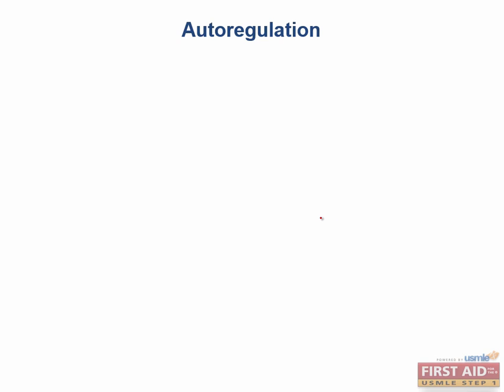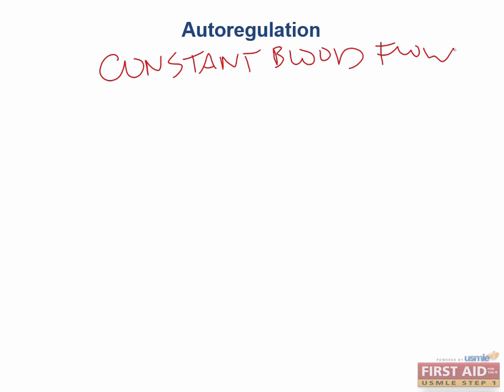Autoregulation is the ability of an organ to maintain a constant blood flow despite changes in perfusion pressure. This occurs in the absence of any neural or hormonal influences because it's the organ's intrinsic ability to get the job done by itself. This means that local mechanisms or metabolites will usually mediate what happens in autoregulation.